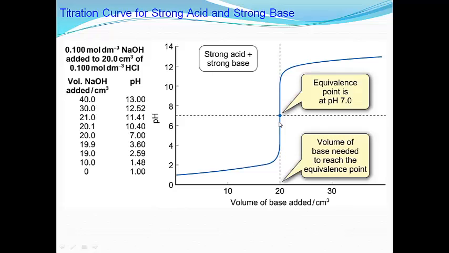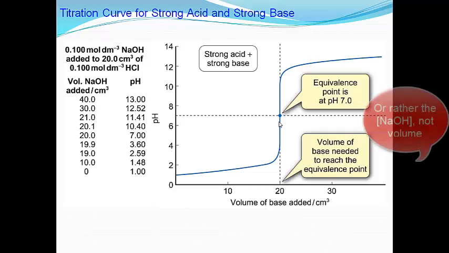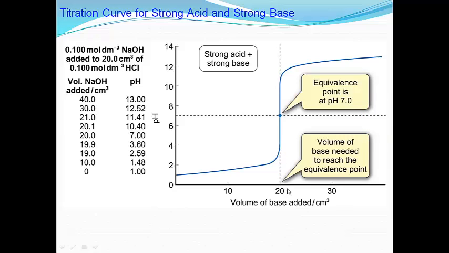Now if, for example, we were doing this reaction and we didn't know the volume of sodium hydroxide that we were adding, then we could determine it easily by interpolating along the x-axis the volume of base added. And then from the volume of base added and the mole ratio, we can work back to find out what the concentration of our sodium hydroxide is.